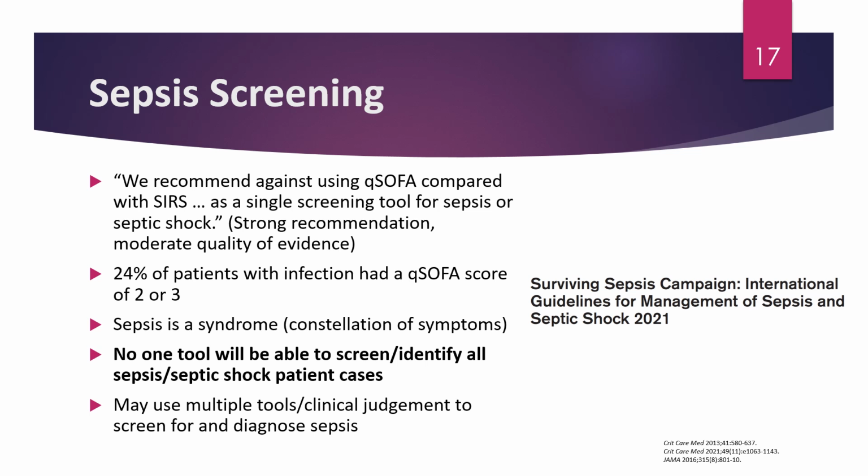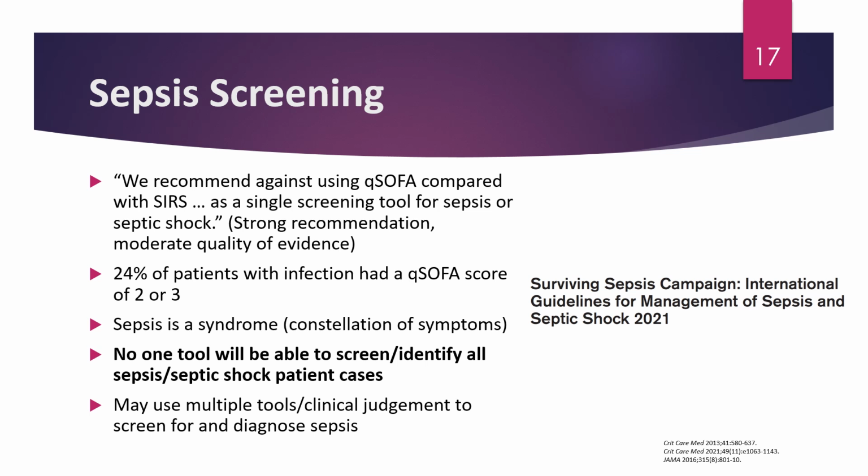Versus fully diagnosing it. So basically, the new guidelines in 2021 came out with a recommendation that said we recommend against using qSOFA compared with SIRS as a single screening tool for sepsis or septic shock. They really want you to look at a little bit of everything. And what they actually mentioned in the guidelines is that only about 24% of patients with an infection had a qSOFA score of 2 or 3. So it wasn't very specific to sepsis in general.